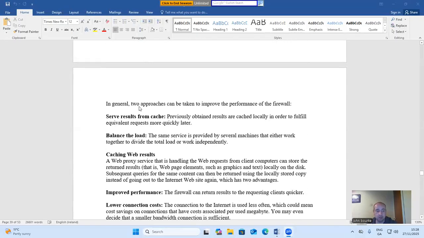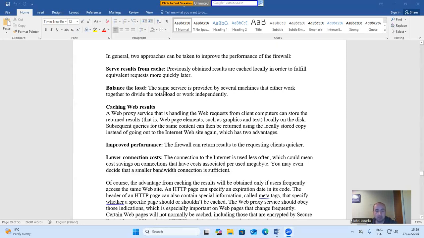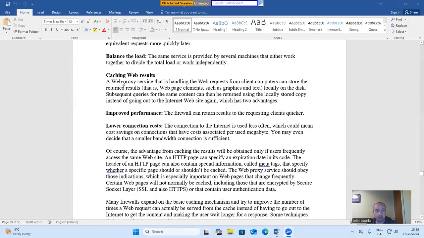In general, two approaches can be taken to improve the performance of a firewall. Serve results from cache: previously obtained results are cached locally in order to fulfill equivalent requests more quickly. Balance the load: the same service is provided by several machines that either work together to divide the total load or work independently.